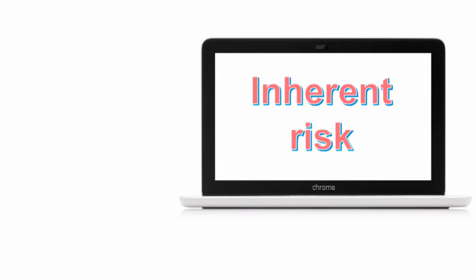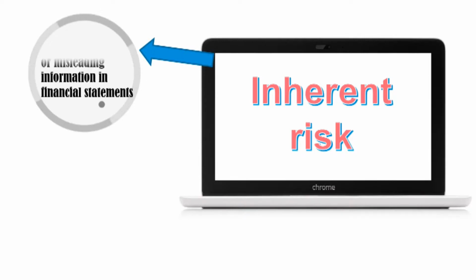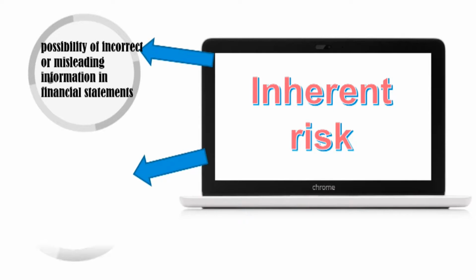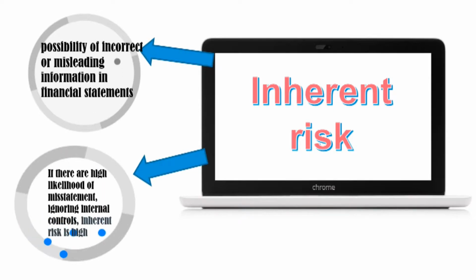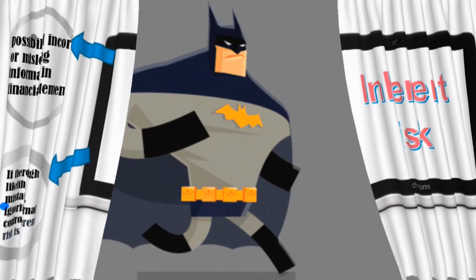Let us look at inherent risk. This is risk relating to the characteristics of the business. It is defined as the possibility of incorrect or misleading information in financial statements resulting from something other than failure of controls. If there is a high likelihood of misstatement, ignoring internal controls, the auditor might conclude that the inherent risk is high.